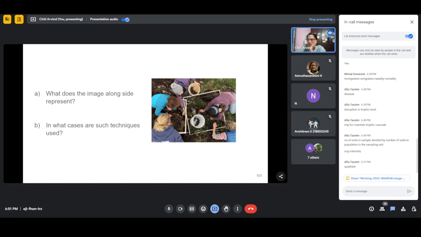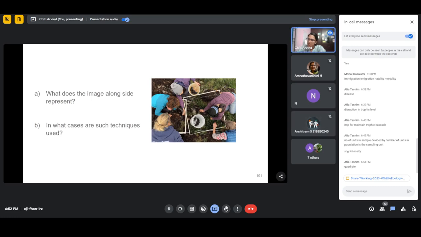So what exactly is quadrat sampling? Afia, would you like to explain? Anybody? Would you like to explain what quadrat sampling is? Dividing the whole plot into quadrants, different quadrants, and taking out the samples from that particular coordinate.